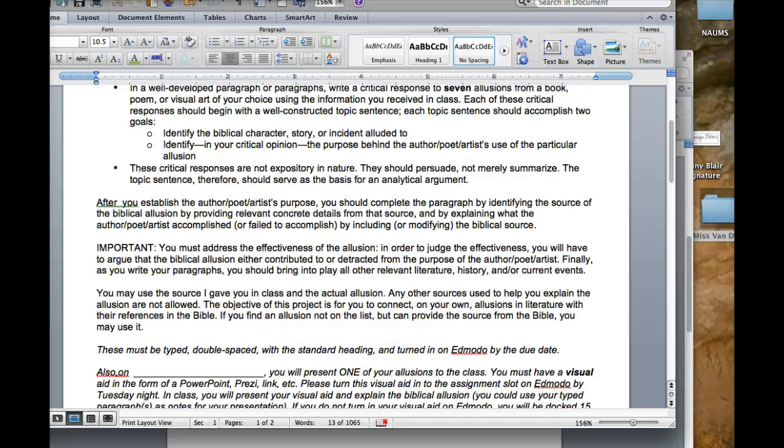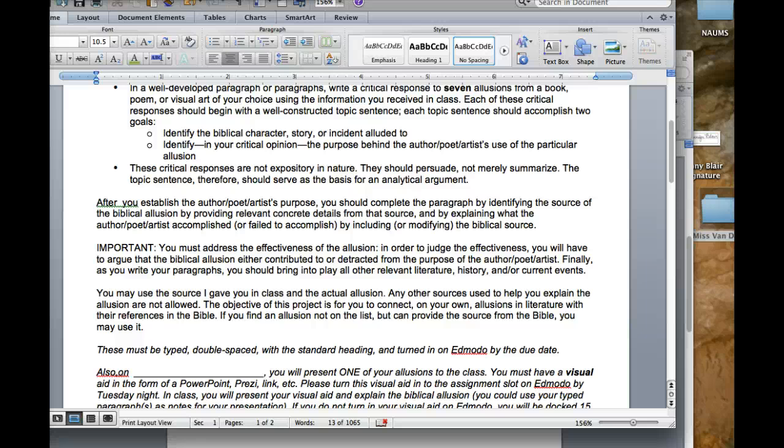After you establish the purpose, you should complete the paragraph by identifying the source of the biblical allusion, by providing relevant concrete details from that source, and by explaining what the author or poet or artist accomplished, or if they could have failed to accomplish it, by including or modifying the biblical source. So you're just writing a paragraph over each allusion that you find, and you'll discuss the concrete details that you see in the source or that you read, explain what the purpose of the allusion is, etc.